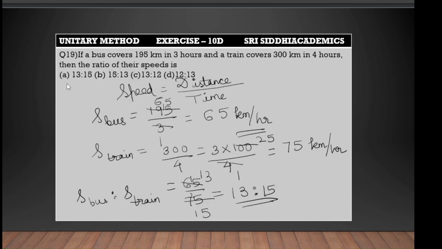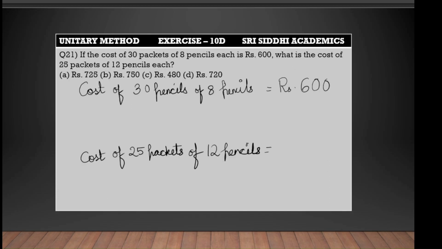Let's look at the options. Option A is the correct answer for question number 19. So now let's move and do another question. Let's solve question number 21. Question number 21 says, if the cost of 30 packets of 8 pencils each is rupees 600, what is the cost of 25 packets of 12 pencils each?